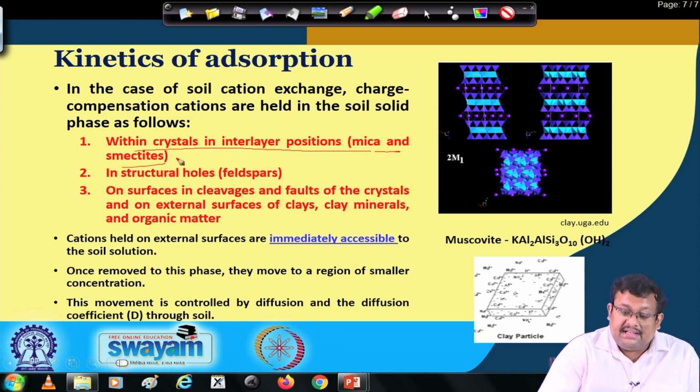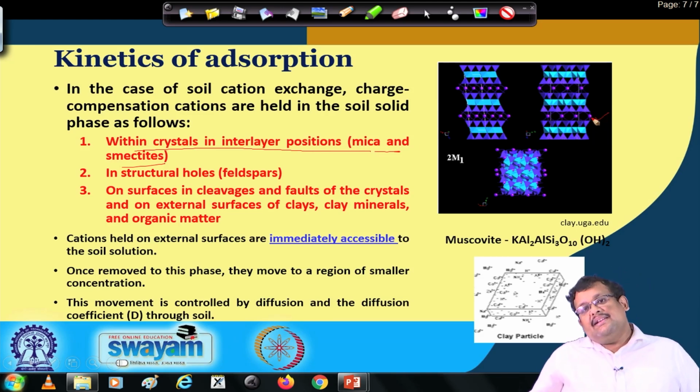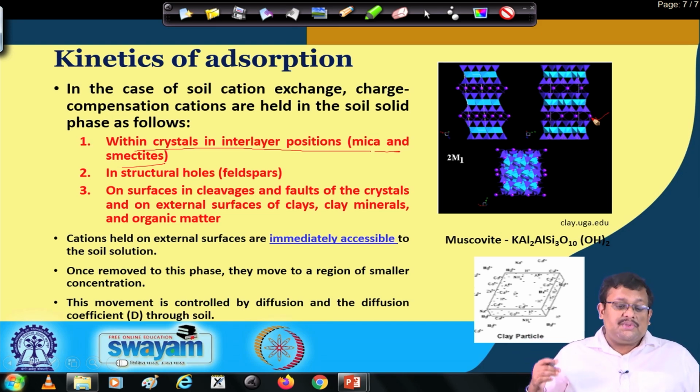We have already seen the structure of muscovite, which is a potassium containing mica, and you can see that the interlayer space is occupied by these potassium ions. So, that shows that the adsorption of these soil cations is occurring in the interlayer positions. Similarly, in case of smectite, if you remember the smectite structure, it has a huge interlayer space, and in this huge interlayer space several different types of species can adsorb. So, cations also can adsorb in that huge interlayer space of smectite.